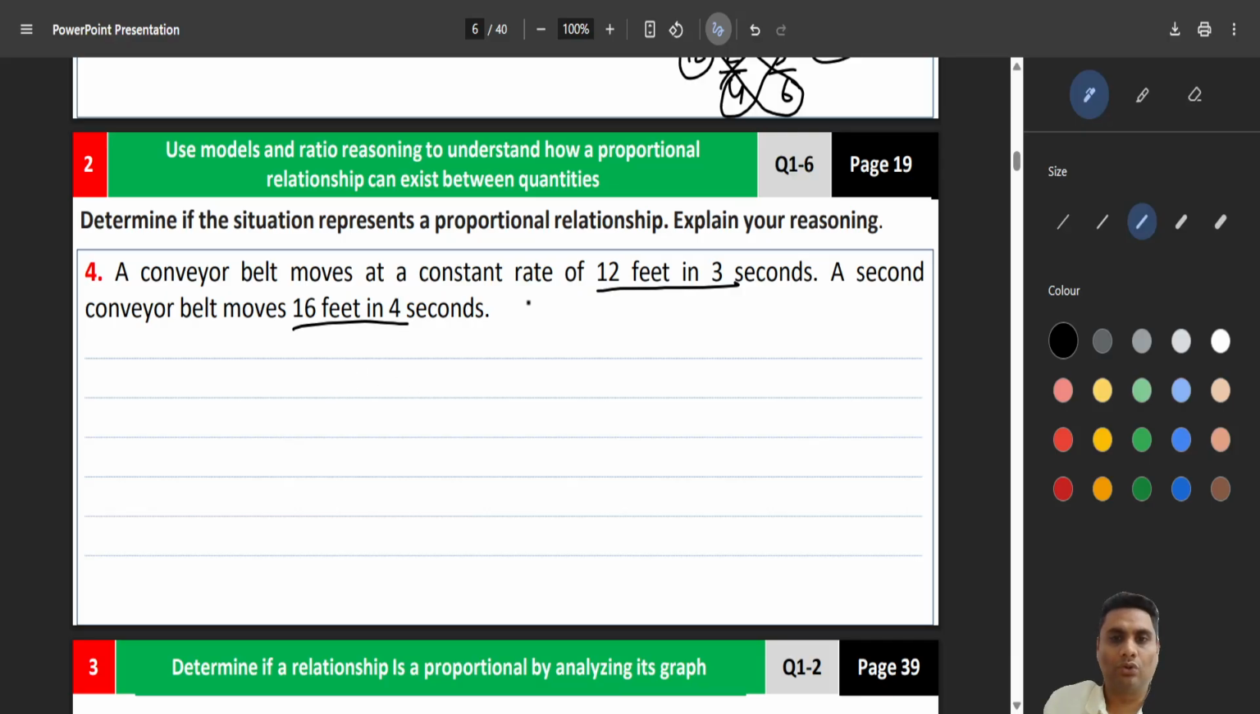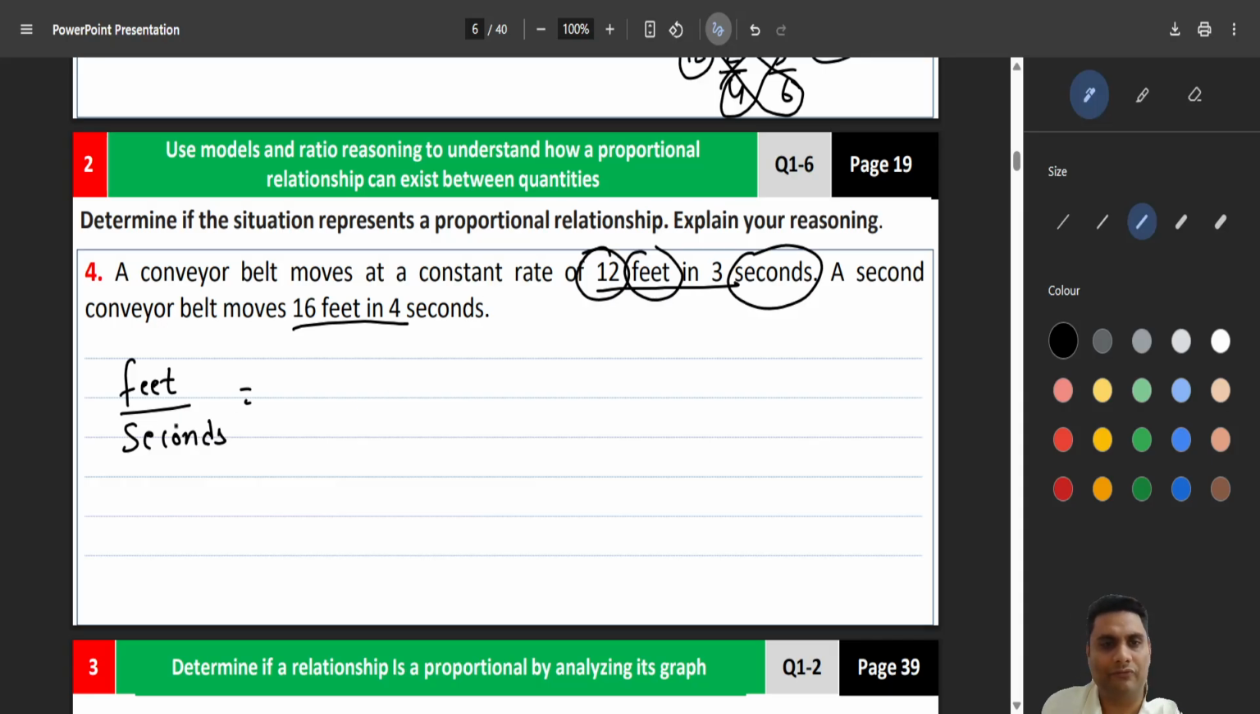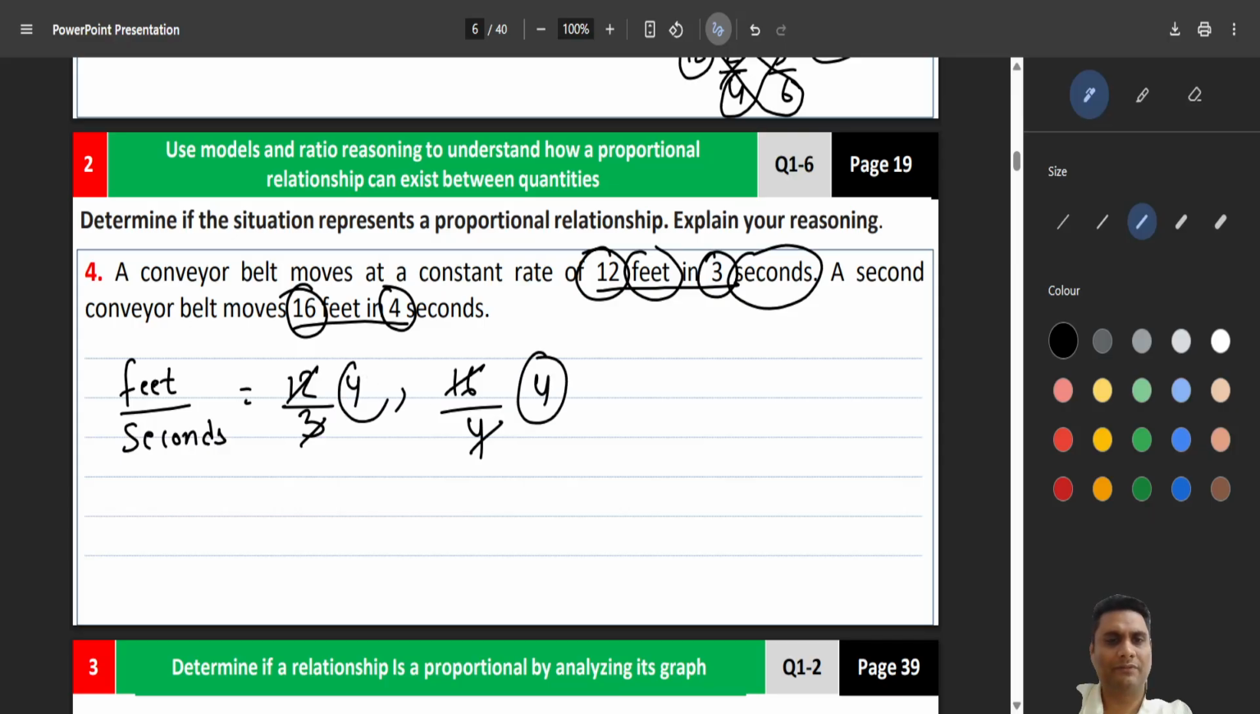So what is given here? Feet in seconds, so feet per second. What is the first ratio? 12 feet and 3 seconds. What is the second ratio? 16 feet and 4 seconds. Now this is very simple. 12 divided by 3 is how much? 4. 16 divided by 4 is how much? 4. Simply they are equal, right? So this is proportional.